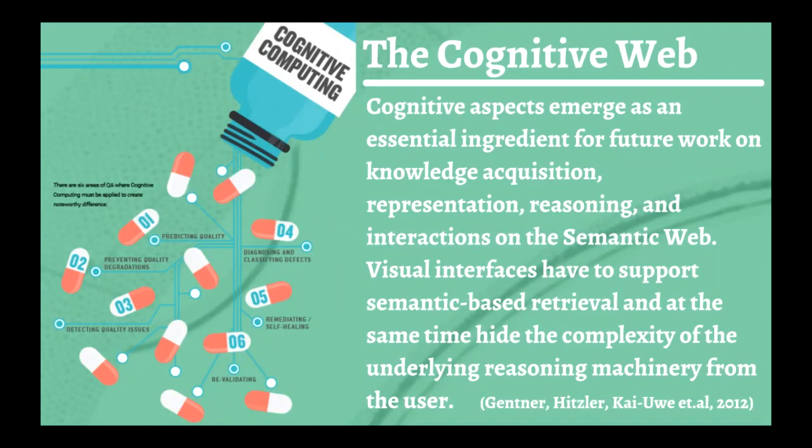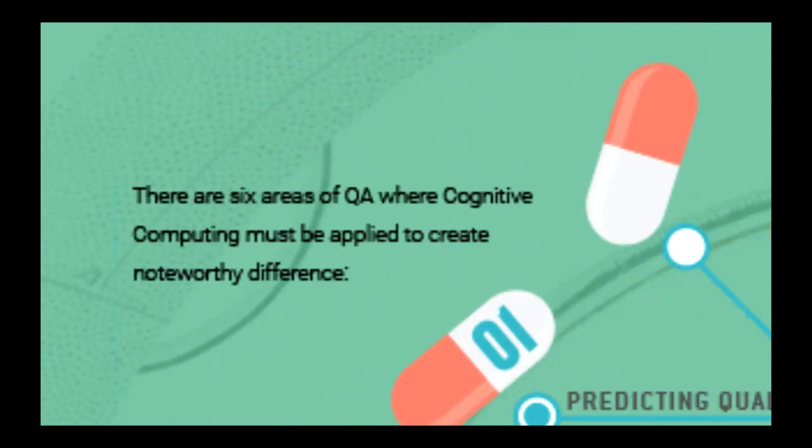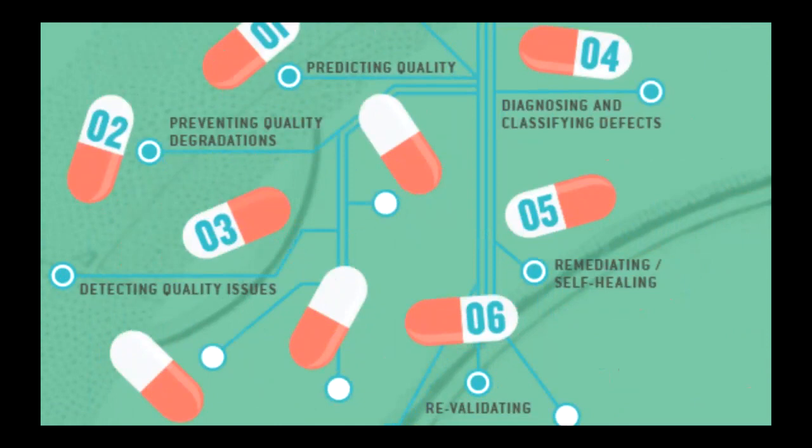Looking more closely, there are six areas where cognitive computing must be applied to create noteworthy difference. Those qualities are predicting quality, preventing quality degradations, detecting quality issues, diagnosing and classifying defects, remediating or self-healing, and revalidating. The consumer has to trust the query process and also trust the information that is being returned through queries.